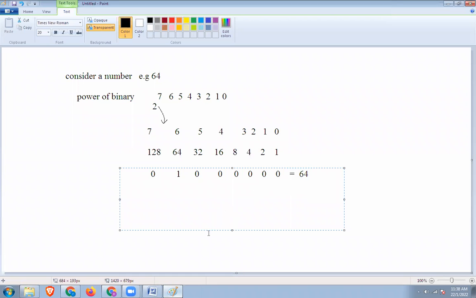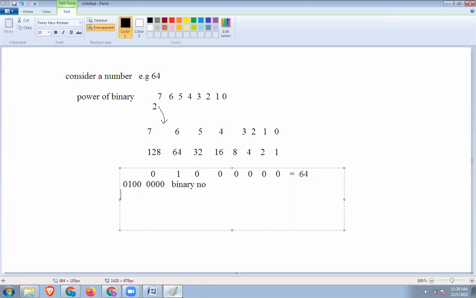Okay, so now I am taking this 64 as equivalent binary bits. Now what I want to say here, I am going to convert it into the equivalent ones complement. How can you find the ones complement? So here I write 0100 0000 as my binary number.